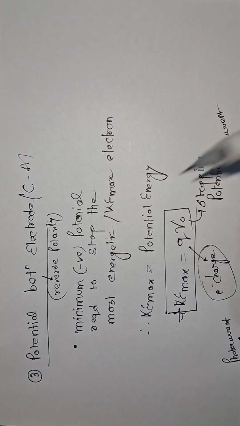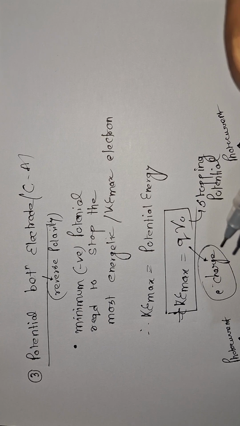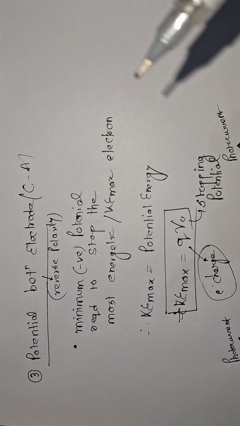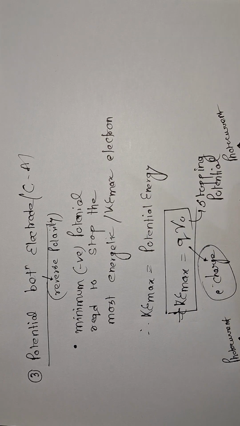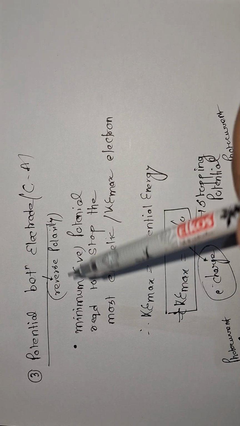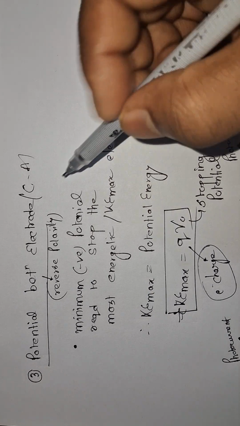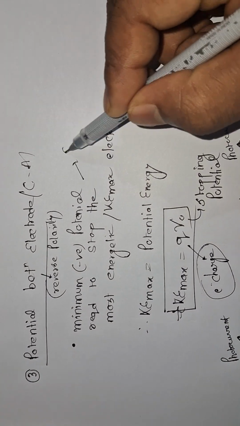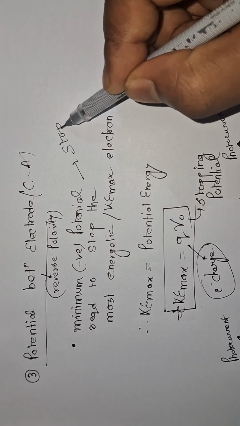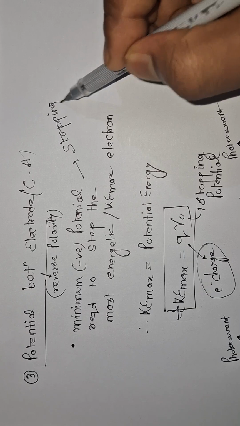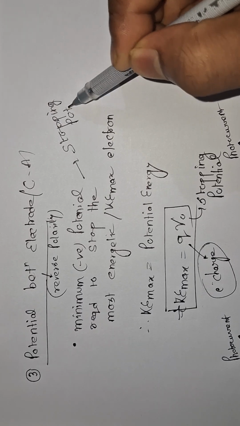Okay, so initially, what I have just told you is that the anode was at a positive potential as compared to its cathode counterpart. Fine. So what does this mean, potential between electrodes? Here we will study the concept of stopping potential. It's quite simple. So what does stopping potential mean?